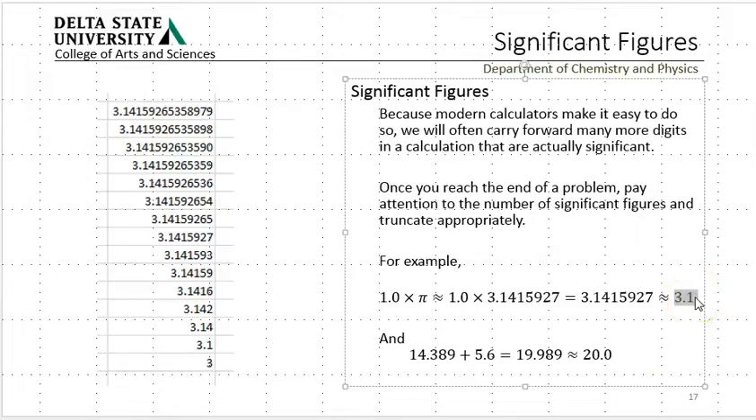Here we have 14.389 plus 5.6. We have 2 significant digits here. I should probably just write this as 20, but I took it to 20.0 because we have a significant digit in the 0.1 place on both of these. So we have 20 as the answer, not 19.989. If I wrote this as 5.600, then 19.989 would be the correct answer. But I didn't write it that way. I wrote it as just 5.6.